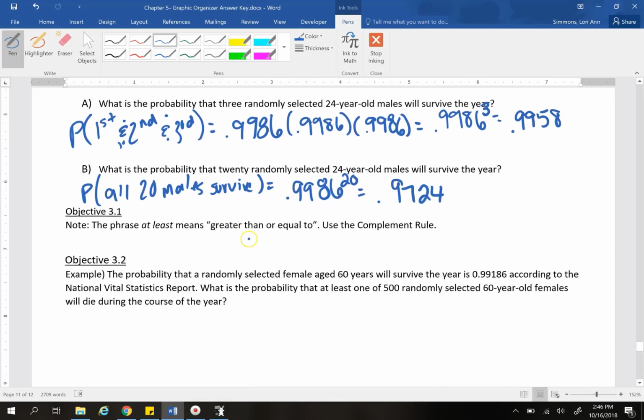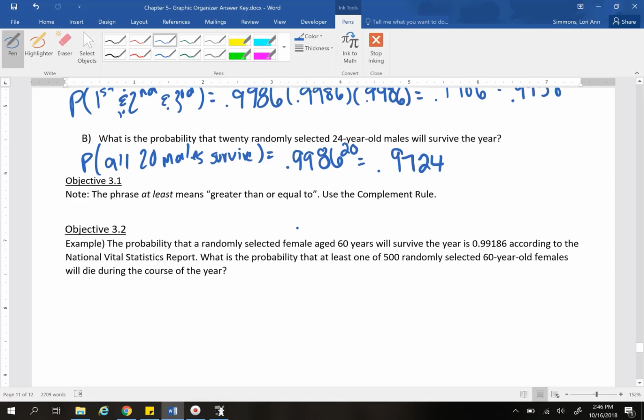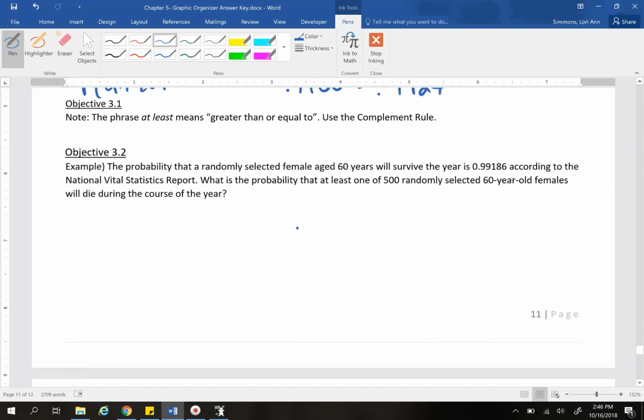Note the phrase "at least" means greater than or equal to, and you can use the complement rule. So let's look at an example. The probability that a randomly selected female aged 60 years will survive the year is 0.99186. What is the probability that at least one of the 500 randomly selected 60-year-old females will die during the course of a year? So we're looking for the probability at least one dies.